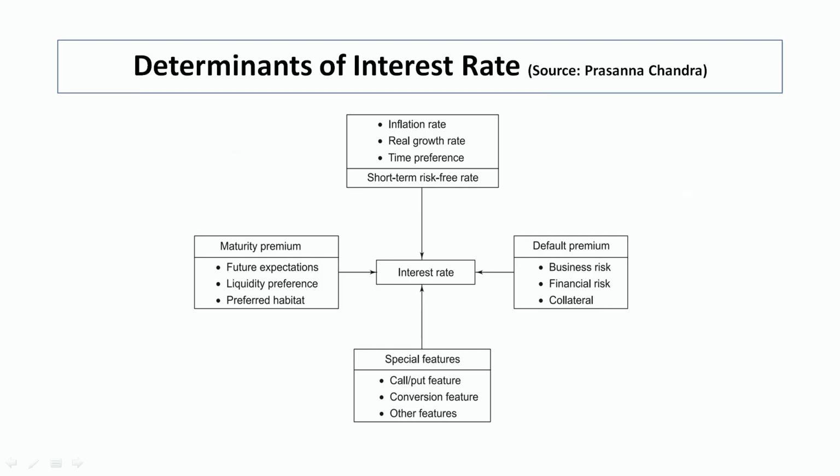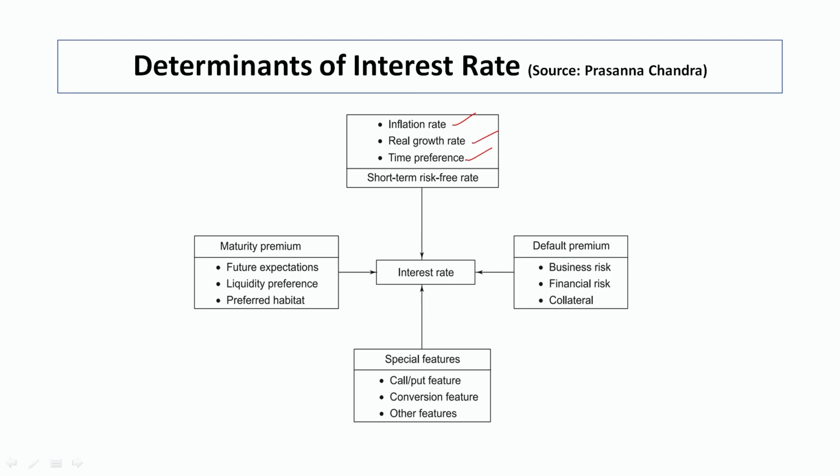Next, come to the determinants of interest rate. What are the major factors that determine the interest rate? Inflation rate we have already talked about. If the purchasing power of money decreases, people require more benefits out of their investment. In that case the interest rate should be higher. Real growth rate: what is the real growth rate of the economy, or GDP growth, or the economic condition? On the basis of that they prefer a higher interest rate.